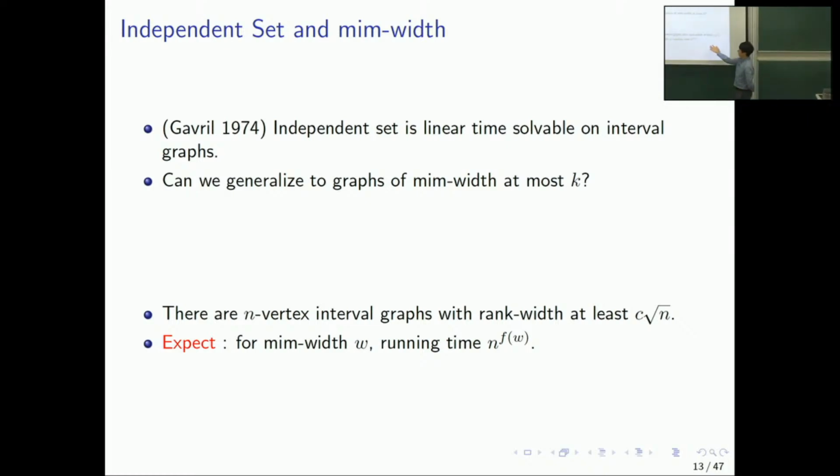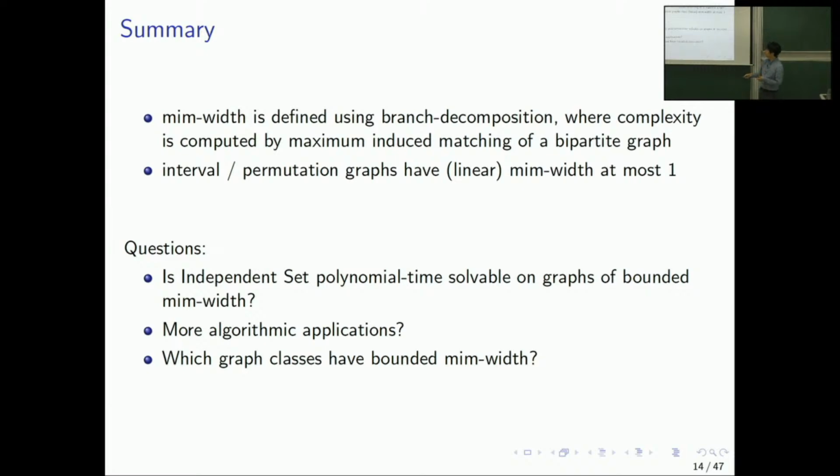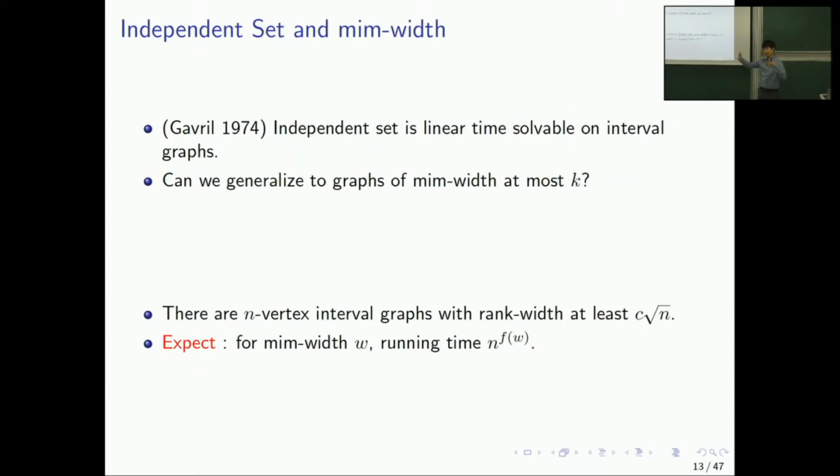The first observation is that there are n-vertex interval graphs with rank-width at least almost square root of n. Its construction is like a grid: you can generate grid-type structures where between them you have some chain graphs. Then you can easily see that the rank-width is almost square root of n for an n-vertex graph. So if you apply the rank-width algorithm, the best algorithm was 2 to the w squared, so it's like a 2 to the n algorithm. It doesn't make much sense.